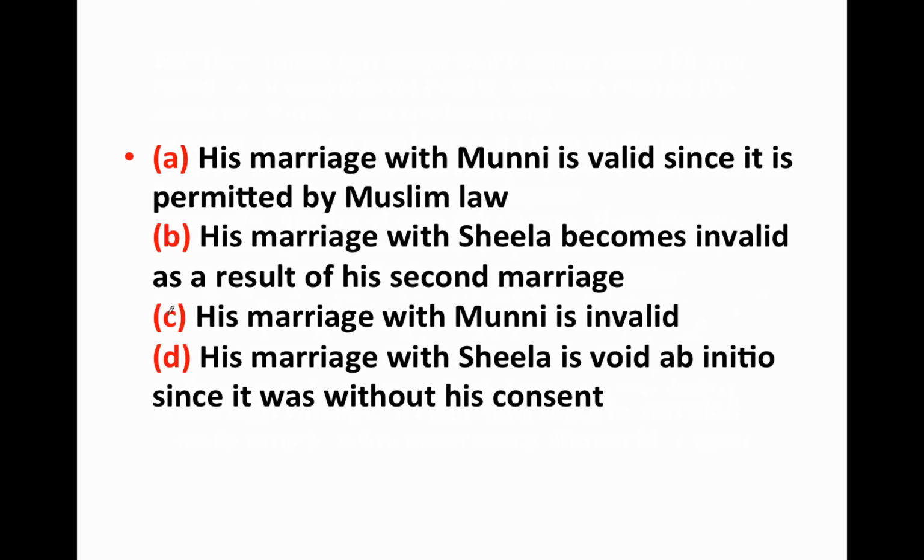Hence, his second marriage with Munni is invalid, and this is our answer. The fourth option says that his marriage with Sheila is void ab initio since it was without his consent.